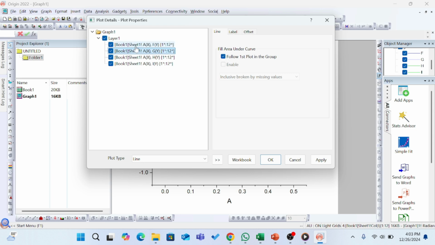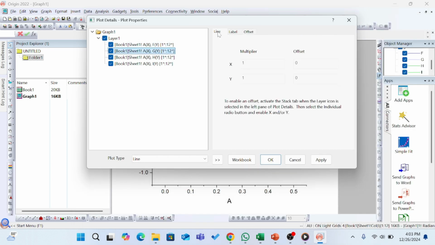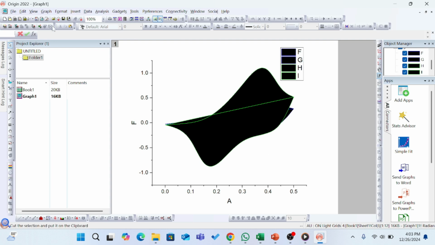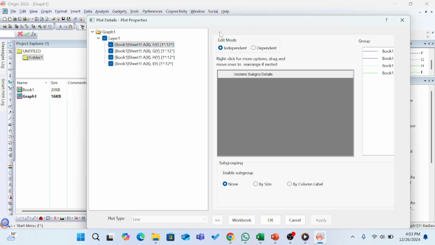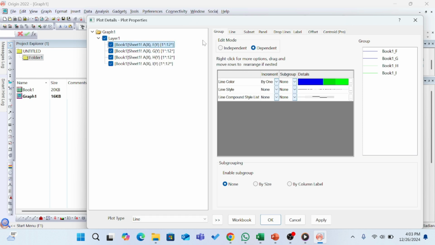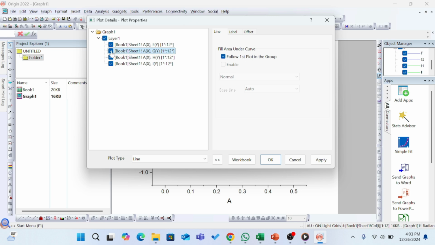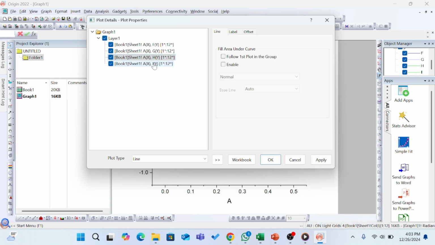It's already dependent. Line, follow the first one. This one also follows the first one. Let's try. Yeah, I think cannot. Edit window. Sometimes we forget, no worry, it's not that big a deal. So click line, fill area under the curve, enable, inclusive. Oh no, I know, it's the mistake. Don't follow. This one can follow. The third one don't follow. This one also don't follow.